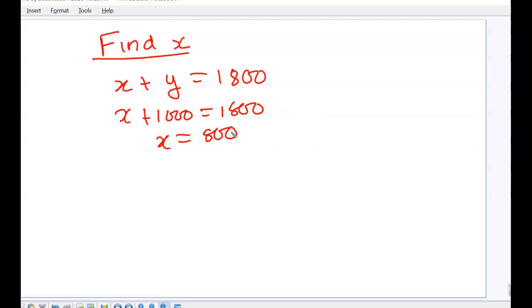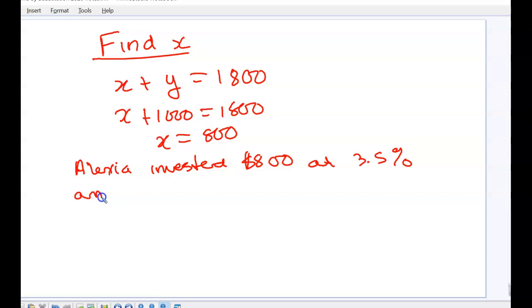So now, because this is a word problem, we write a final statement. So we would say Alexia invested $800 at 3.5% and $1,000 at 4.5%.